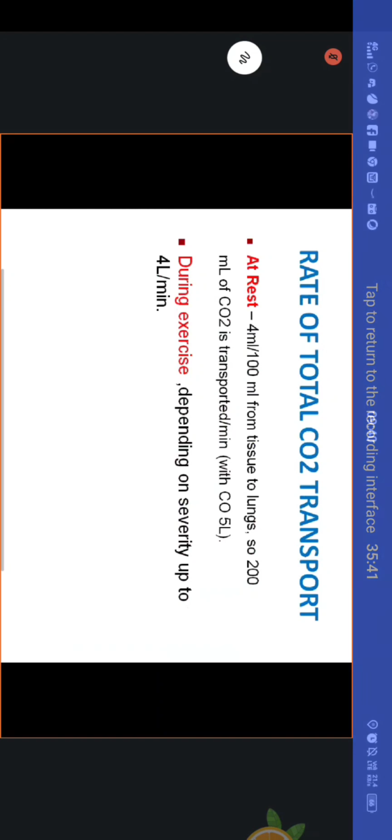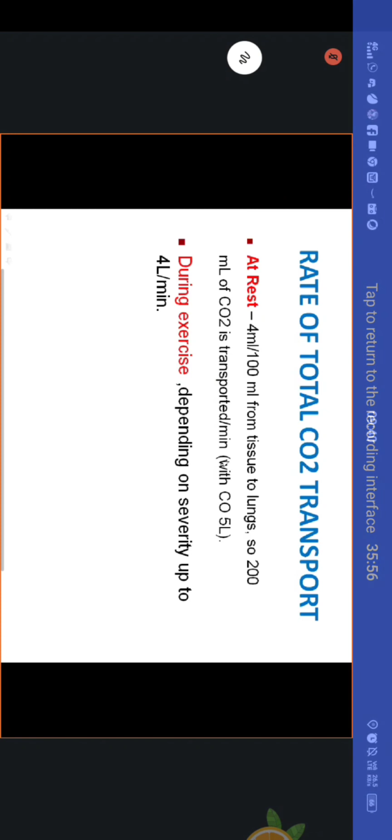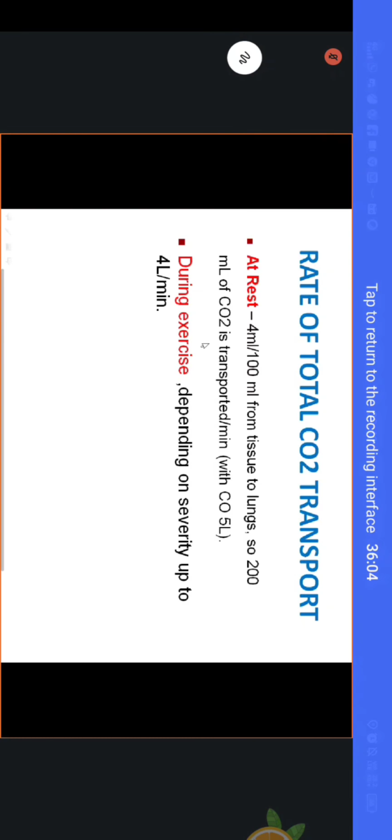So what is the rate of total carbon dioxide transport? As I told earlier, 52 minus 48, that is 4 ml per 100 ml from the tissues to the lungs, is the normal transport of CO2. In comparison with cardiac output, that is 5 liters, 4 into 5 liters gives about 200 ml of CO2 transported per minute.